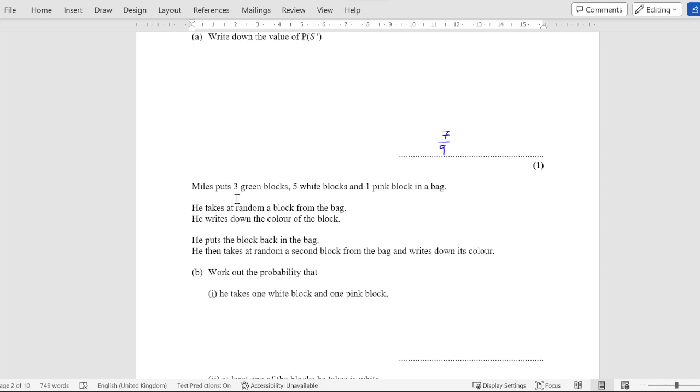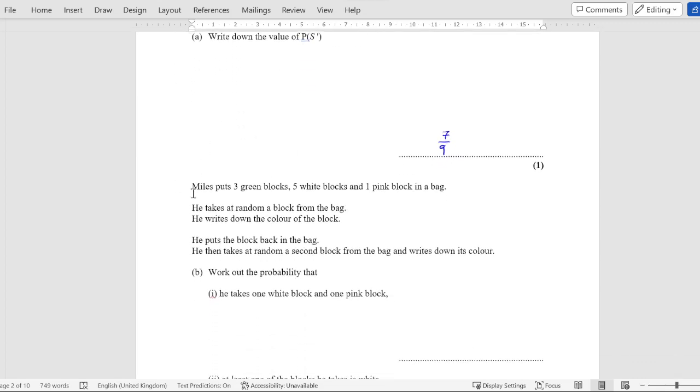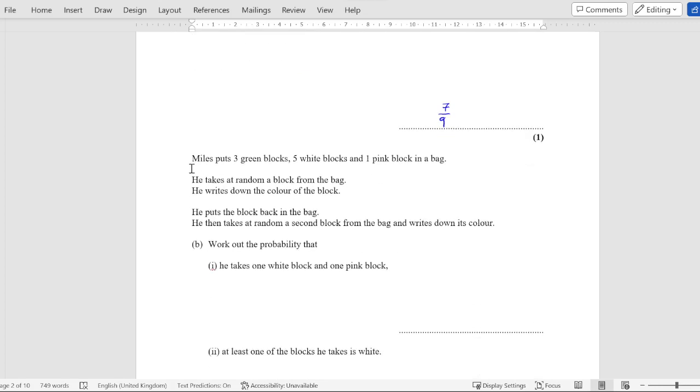We're told Mars put, and I struggled with this slightly. I thought it was the same question, but it's not. Mars puts 3 green blocks, 5 white blocks, 1 pink block in a bag. He takes at random a block from the bag. He writes down the colour. He puts the block back in the bag so we don't change the probabilities at any point. He then takes a second and writes down the colour. Work out the probability that he takes 1 white block and 1 pink block. So for this, he could have either picked a white then a pink, or he could have picked a pink then a white.